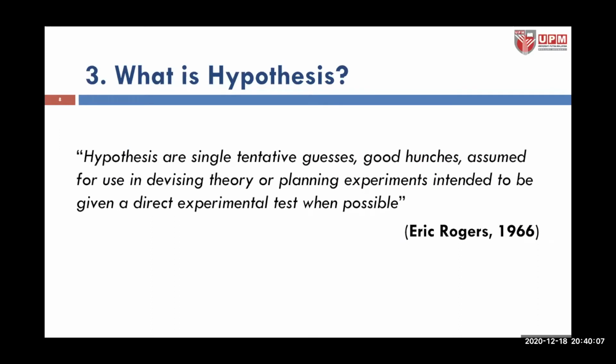Now, we would like to go into a more academic definition of what a hypothesis is. So let me try to get my pen working. Hypothesis, according to Rogers in 1966, is a quite old definition, but you can simply Google and find other definitions. Hypotheses are single tentative guesses. The keyword here is what? Single tentative guesses. Maybe they can be good hunches, an assumption, assumed for use in devising theory or planning experiments intended to be given a direct experimental test where possible. So this is just one definition, by Rogers in 1966.